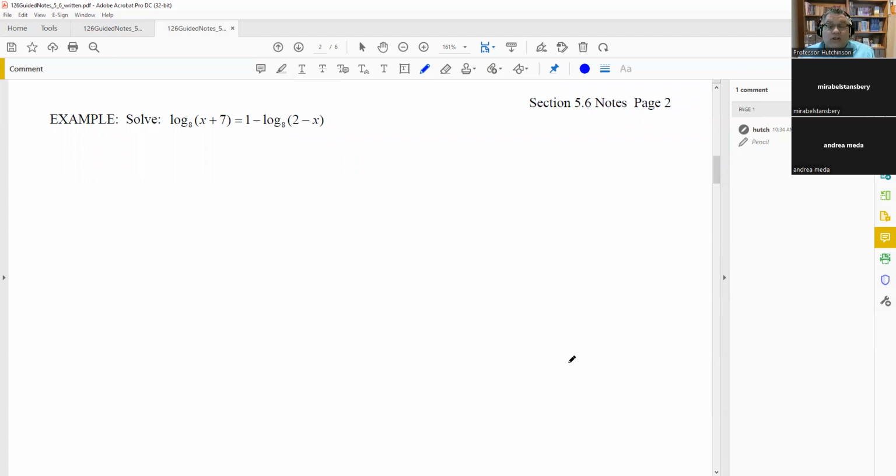Okay, now this problem is a little bit different because now everything here that we have does not all contain logs. Okay, so we're going to now move one of these over to the other side. So the first step that I would do for this problem is I would bring all the logs over to one side of the equation. Okay, so I have that.